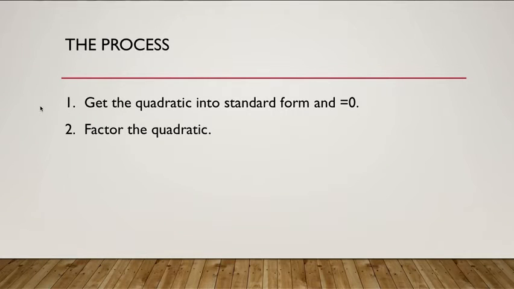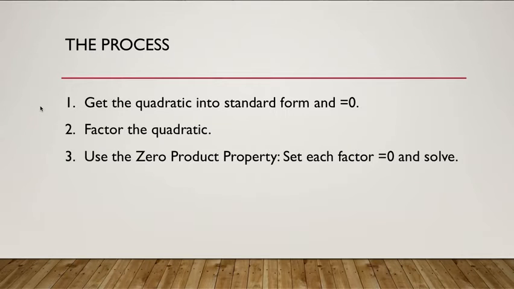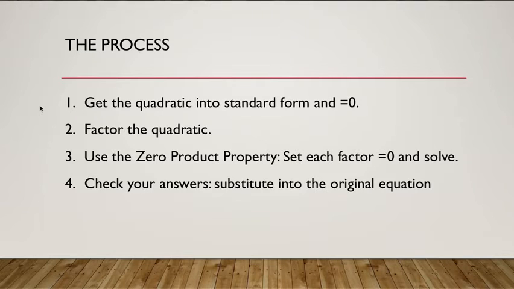Once we've factored, we use the zero product property. This again tells us that if one of the factors equals 0, then the whole thing has to equal 0. So we can set each factor equal to 0 and solve. We can always check our answers by substituting it then into the original equation.